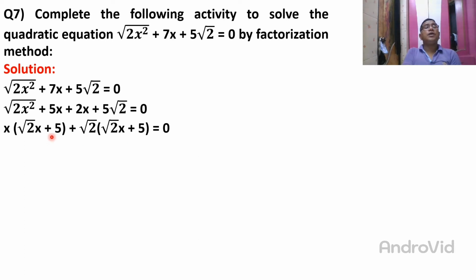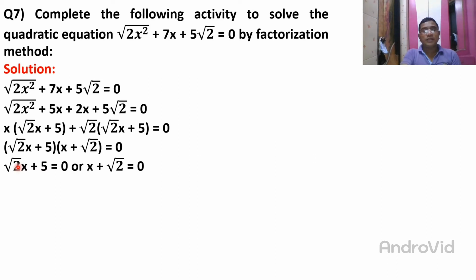So in both brackets the expression is the same, root 2x plus 5, so that is common and can be written a single time. Then what is uncommon? x plus root 2. So we write root 2x plus 5 times x plus root 2 is equal to 0. First, root 2x plus 5 is equal to 0. Second, x plus root 2 is equal to 0.